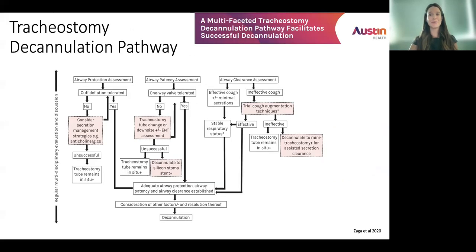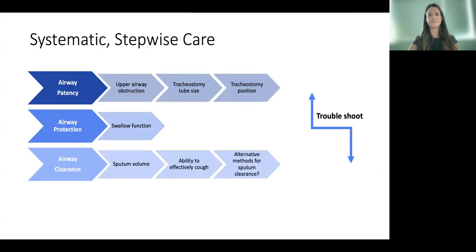Here you can see just one example of a tracheostomy pathway that can standardise patient care across an organisation and reduce time to decannulation. As you can see, it's complex, it's multifaceted, but the approach results in positive patient outcomes. It's important to consider a systematic stepwise approach to tracheostomy care, highlighting three key elements of airway patency, protection, and airway clearance. The time a patient may spend on each of these steps will vary based on individual progression, team assessment, and a lot of troubleshooting along the way.